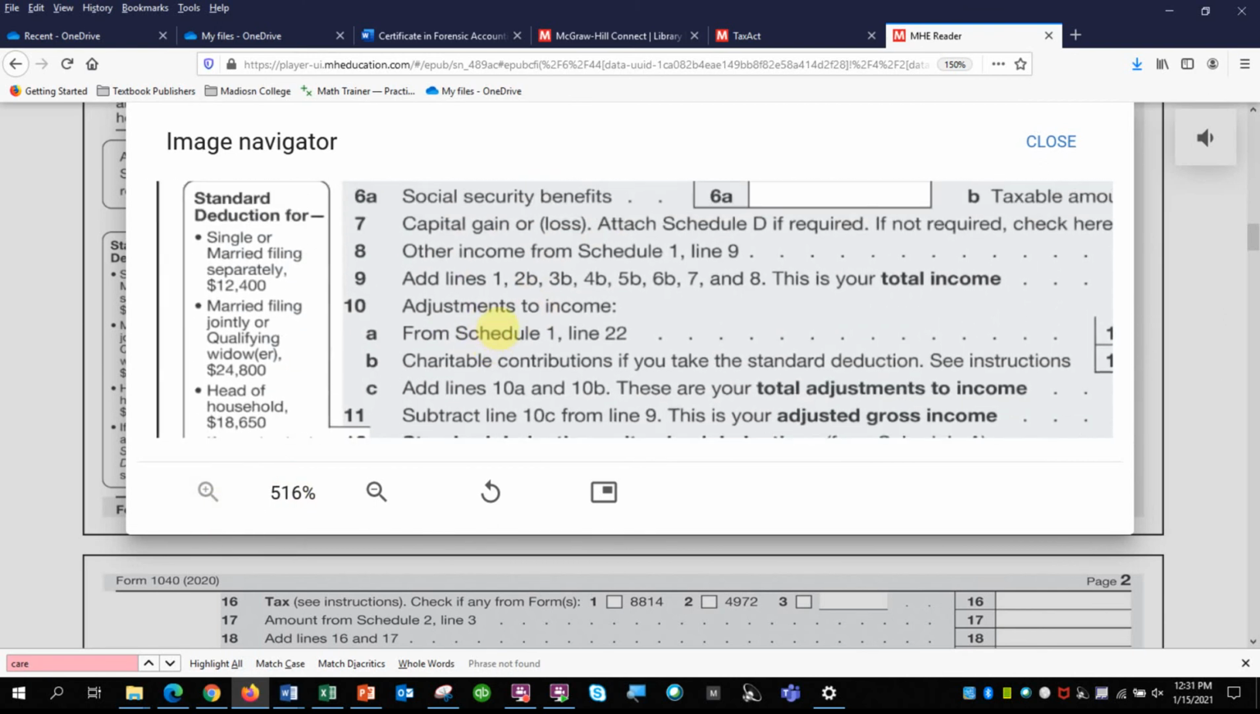And you'll notice that if you're single or married filing separately, your standard deduction would be $12,400. So in other words, this is going to reduce the amount that gets taxed. So if you had no other adjustments, you would simply take your gross income and reduce it by $12,400 if you're single or married filing separately. Now, if you're filing jointly, you would double that. And you would take a $24,800 reduction of your income. In other words, this $24,800 of your income does not get taxed. And head of household falls in between there at $18,650.